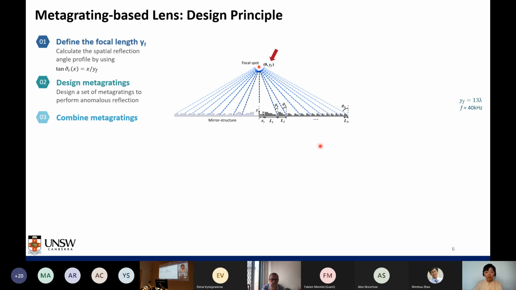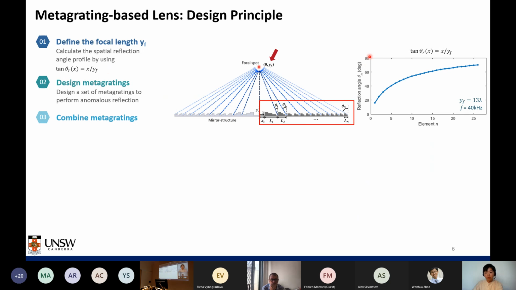Given the focal length YF, the corresponding spatial reflection angle along the lens can be calculated by using this equation. And the figure on the right here shows an example of what the profile of the reflection angle along this right half metalens should look like when the focal length is equal to 30 lambdas and the operating frequency is 40 kilohertz.